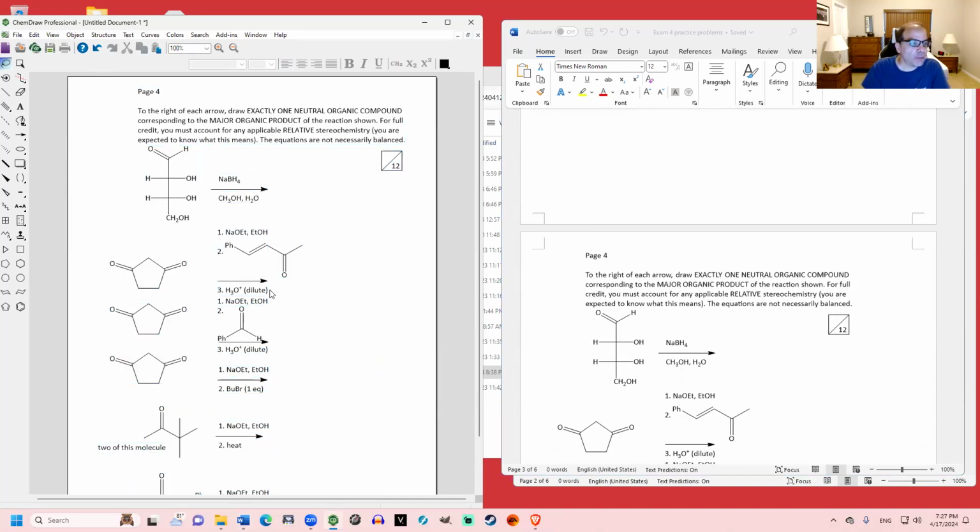So that first reaction we did in class today. We already know what sodium borohydride does to any ketone or aldehyde. It reduces it to an alcohol. Aldehydes to primary alcohols, ketones to secondary alcohols. So this will just reduce the aldehyde to a primary alcohol. Simple as that. You get a sugar alcohol. We talked about that in class today, and we'll review it on Friday.